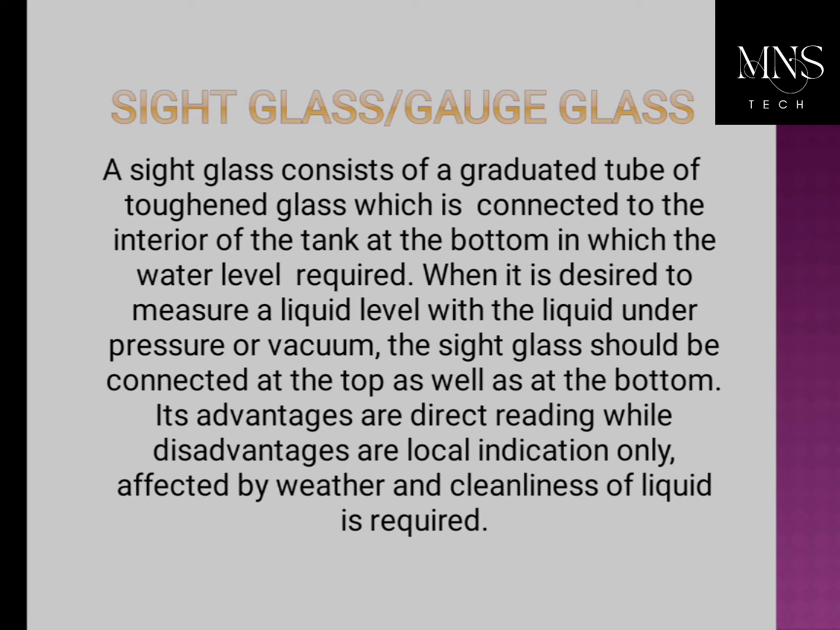Side glass or gauge glass. A side glass consists of a graduated tube of toughened glass which is connected to the interior of the tank at the bottom, in which the water level is required. When it is desired to measure a liquid level with the liquid under pressure or vacuum, the side glass should be connected at the top as well as at the bottom.